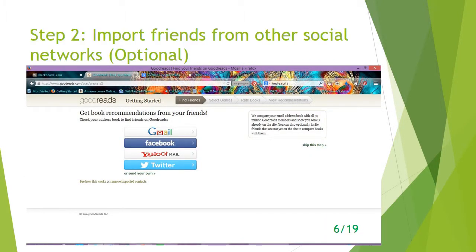The next thing you're going to do, once you have chosen your username and put in your password, is decide, and this is an optional step, if you're going to import your friends from other social networks. As you can see here, these are the social networks that you can import from: Gmail, Facebook, Yahoo Mail, and Twitter. You need to be careful though, because if you link your Facebook or your Twitter account to your Goodreads account, you have to keep in mind that whatever you do on Goodreads is going to appear on your Facebook account. So for whatever reason, if you don't want that to happen, don't connect your two accounts.